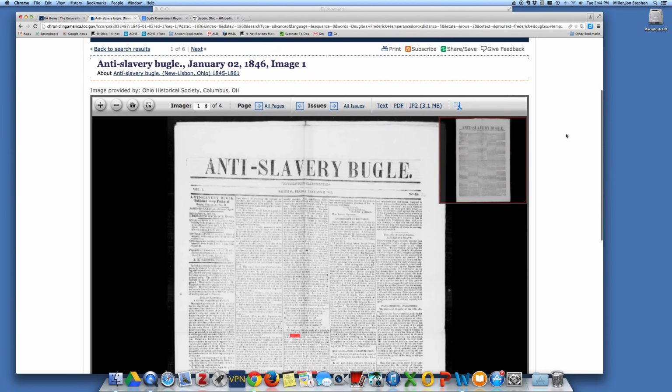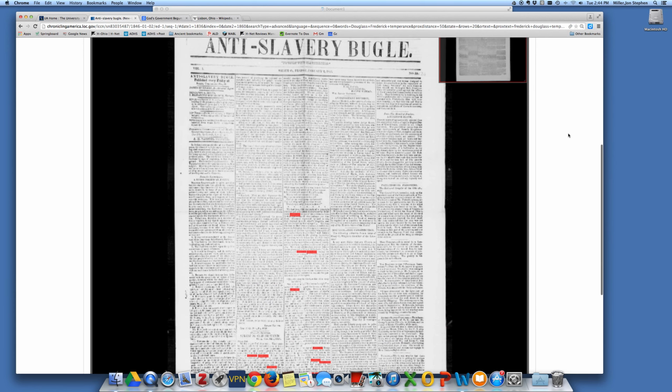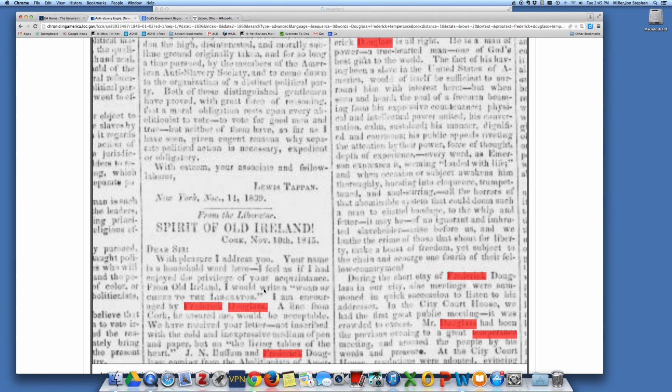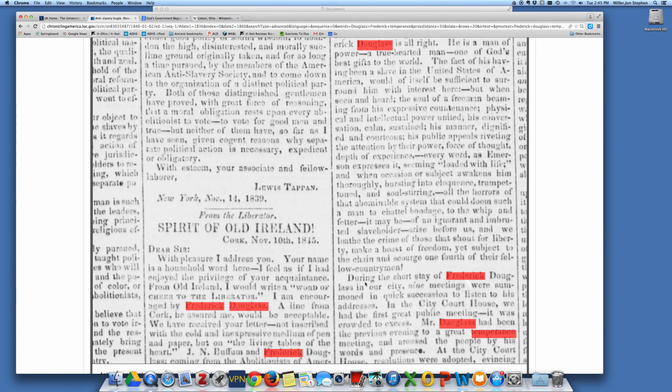This one is a little faint. It's a little more difficult to read. But it looks like the action is here, going on down here. Spirit of Old Ireland. Frederick Douglass is encouraging somebody here. What is this about?